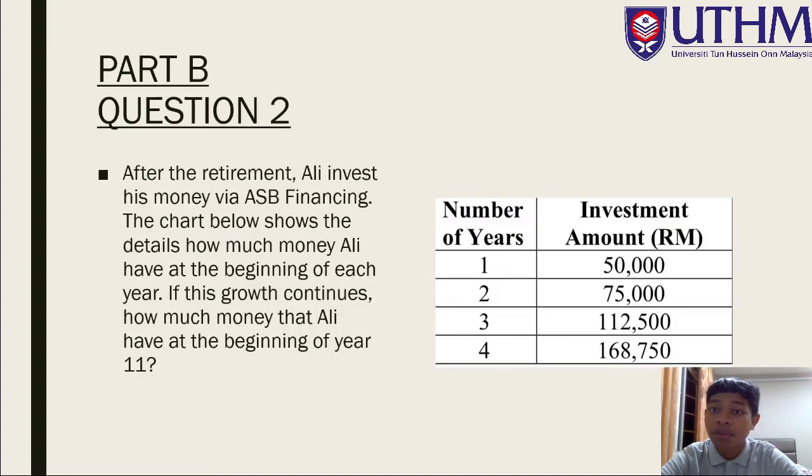The question for part B, Question 2. After the retirement, Ali invests his money via ASB financing. The chart below shows the detail of how much money Ali has at the beginning of each year. If this growth continues, how much money will Ali have at the beginning of year 11?